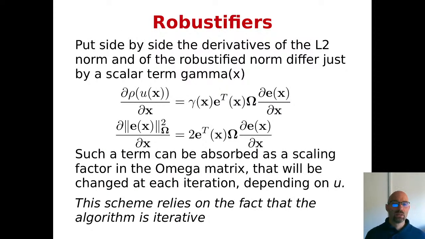Okay? So we could rewrite and then compare the terms side by side. We compare the derivative of the robustified cost function, and we compare the derivative of the non-robustified, of the L2 omega norm. And we see that these two objects look quite similar. In particular, here you have a cost term, gamma of x. This is a constant. This is a function of x.